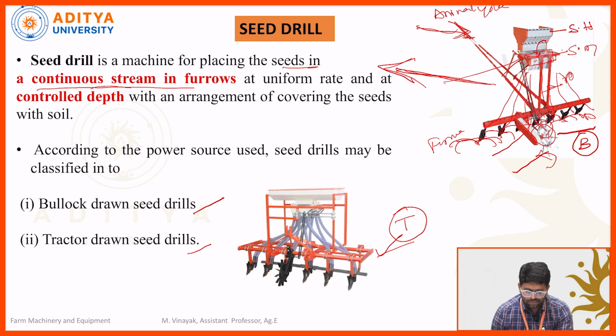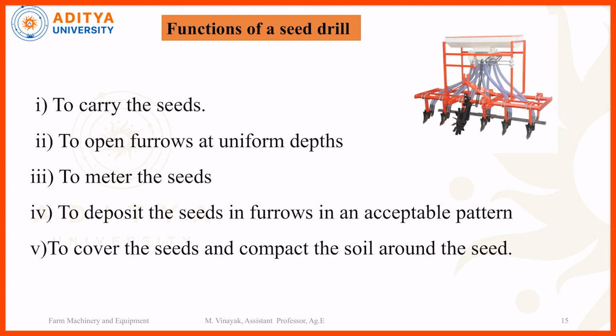Here, move on to the tractor drawn seed drill. The main function of the tractor drawn seed drill here is to carry the seeds. This is the tractor drawn seed drill. It consists of a seed hopper. This seed hopper mainly carries the seed. Whatever seed is required in a particular area, that seed will be carried by this seed hopper. Next is to open the furrow at uniform depth. These are the furrow openers.